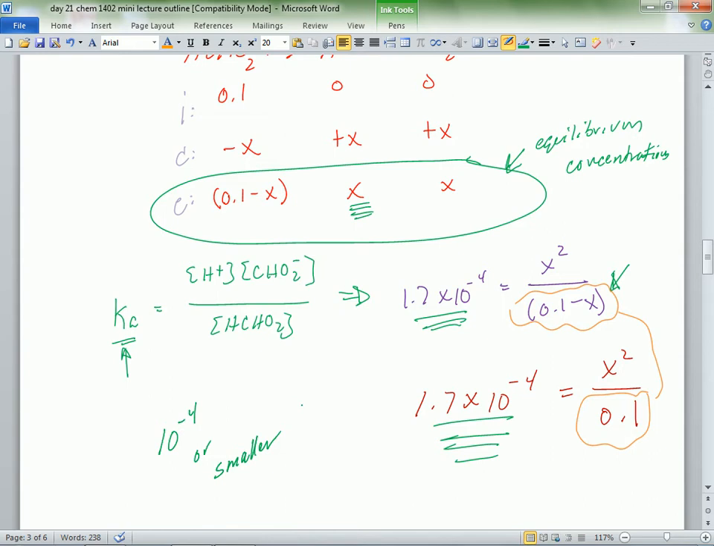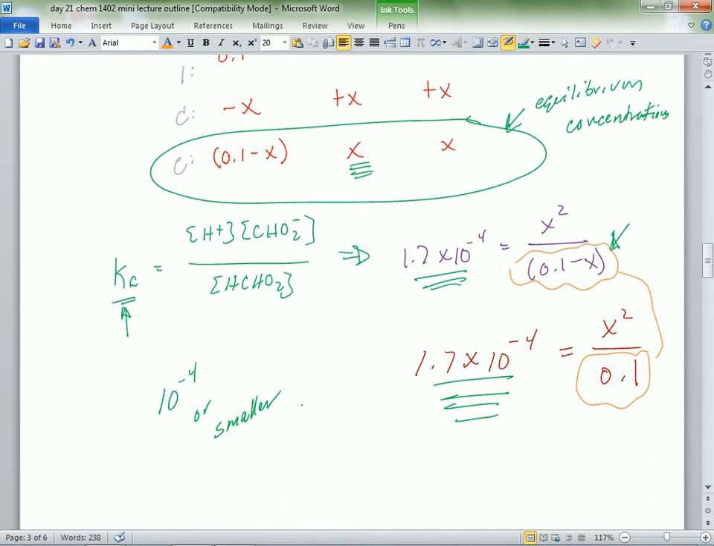What, times it by 0.1 and take the square root? All right, so let's do that. Make sure we can get our x. Our Ka is 10 to the negative 4, so we're going to just say that 0.1 minus x is 0.1. Take the Ka times, let's see, 1.7 times 10 to the negative 4 times 0.1. And then take the square root. I got about 4.1 times 10 to the negative 3. Make sure you can get that.